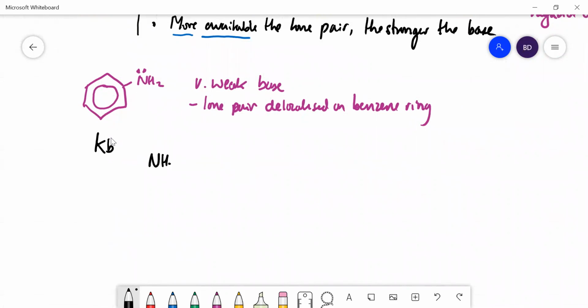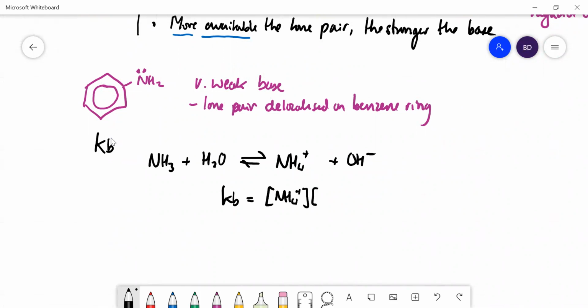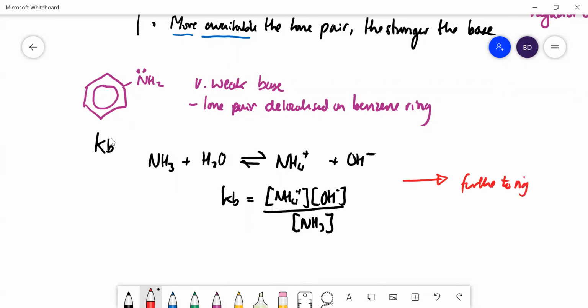If you think of ammonia, it has a tendency when it reacts with water to form the ammonium ion and hydroxide ions. And Kb is just defined as the concentration of NH4 plus times OH minus divided by the concentration of NH3. We don't put the water in there because we consider the concentration of water to be constant. So you can see the further to the right that equilibrium is, the larger Kb will be.